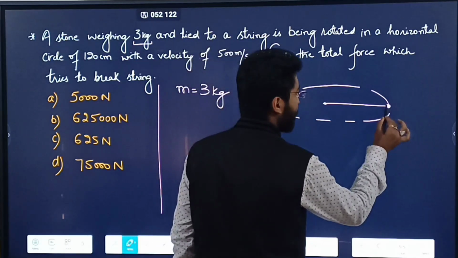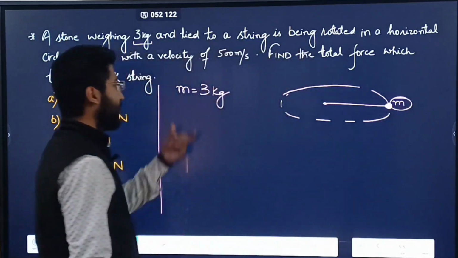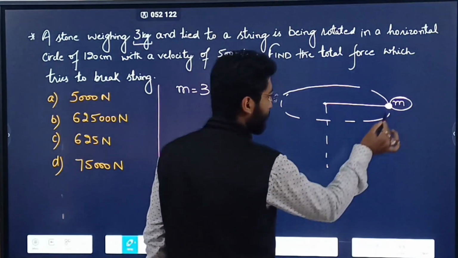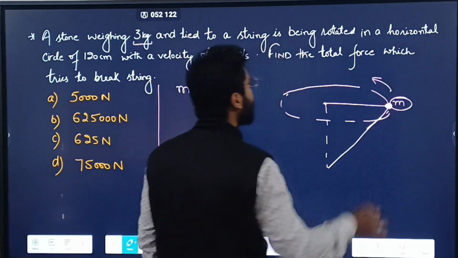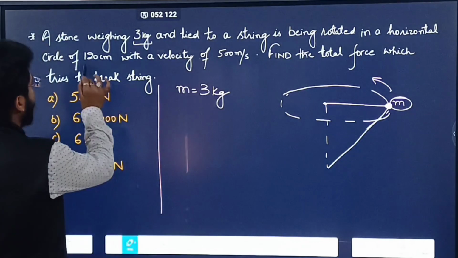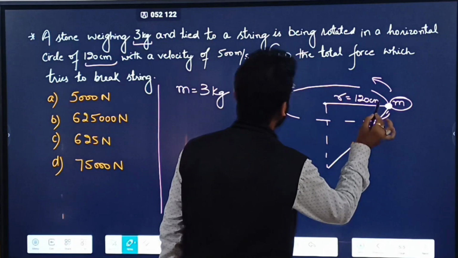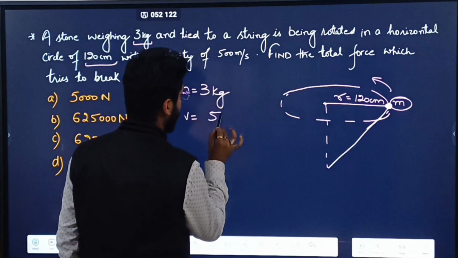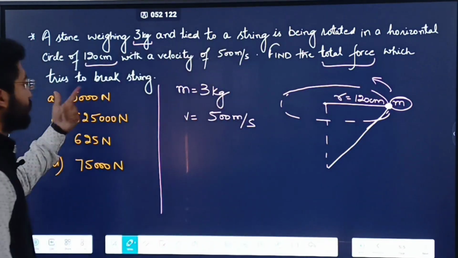Here the mass is noted by small m and the value given is 3 kg, which is tied to a string. Now it is being rotated in a horizontal circle of 120 centimeter, means the radius is 120 centimeter, with a velocity of 500 meter per second. Now we need to calculate the total force which tries to break the string.